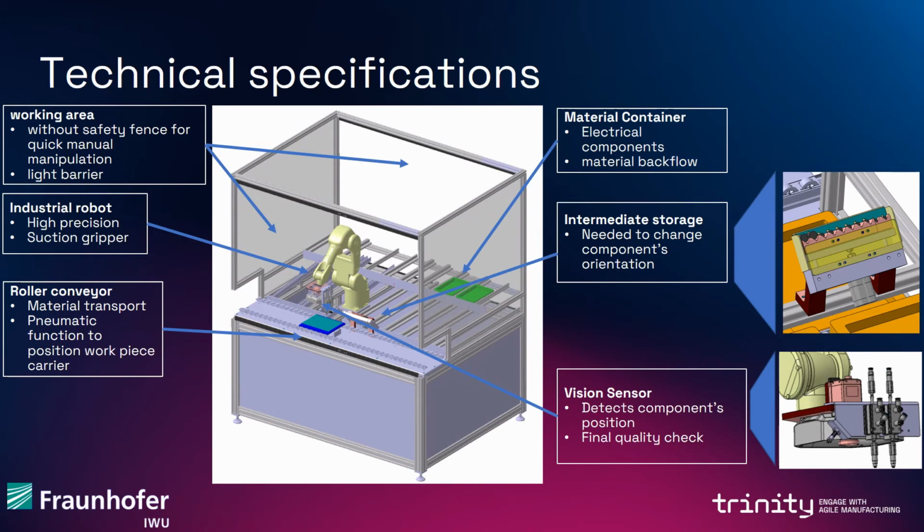Not every component can be picked up in its assembly position, which is why they need to be placed into the storage in order to be picked up again in the correct assembly position. In order to detect the components and to perform the quality control, we use the vision system. It is mounted onto the robot next to the suction gripper.